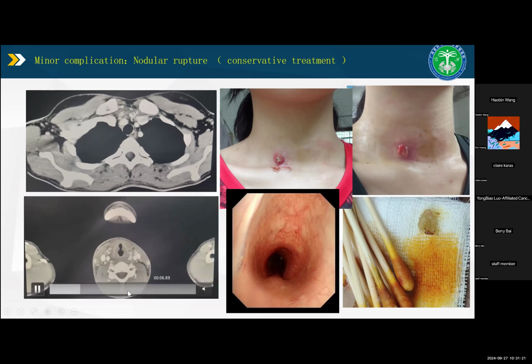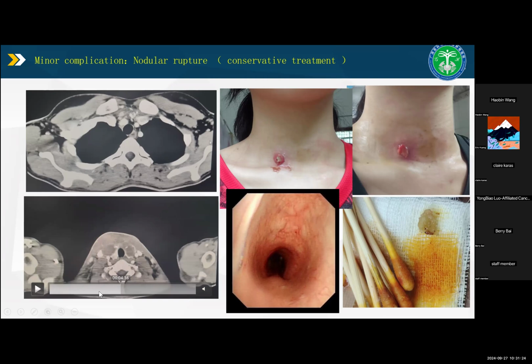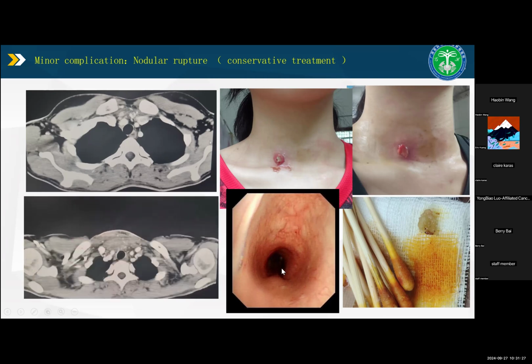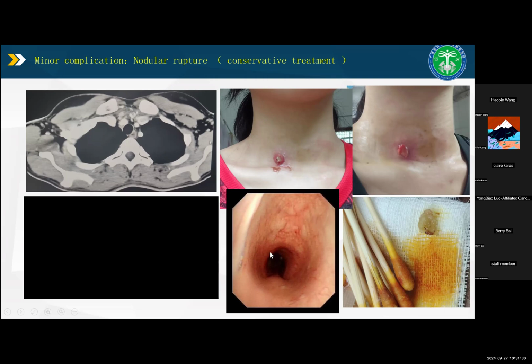And we can see the CT here. This is the CT, we can see some lumps in her neck beneath the skin. We gave her a fibrotic bronchoscope, but the fibrotic bronchoscope did not find any damage to the organs.